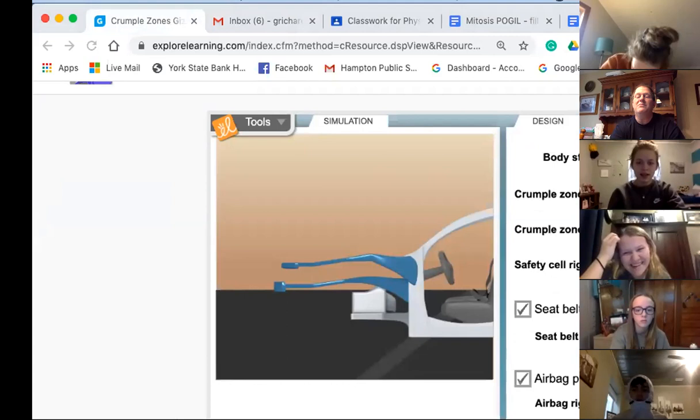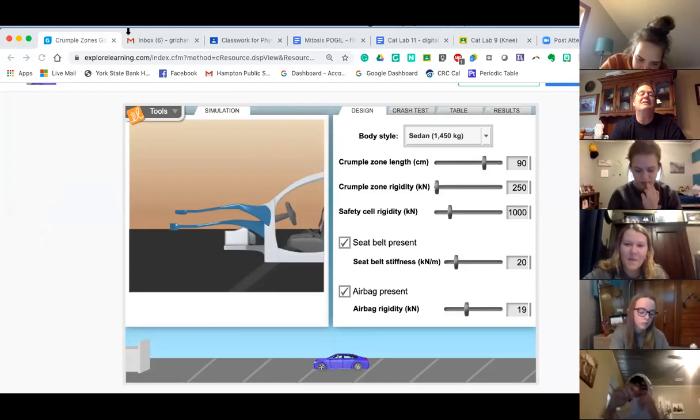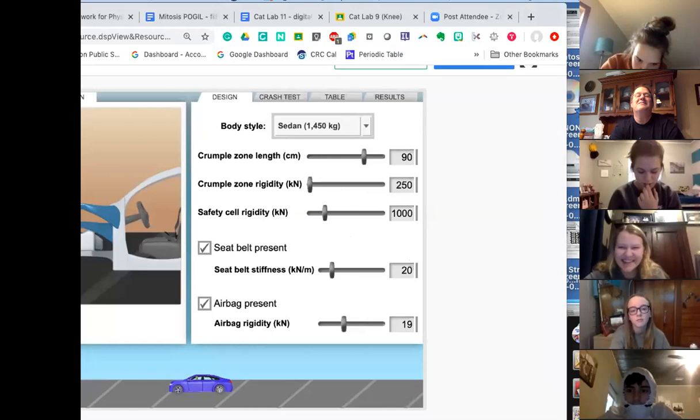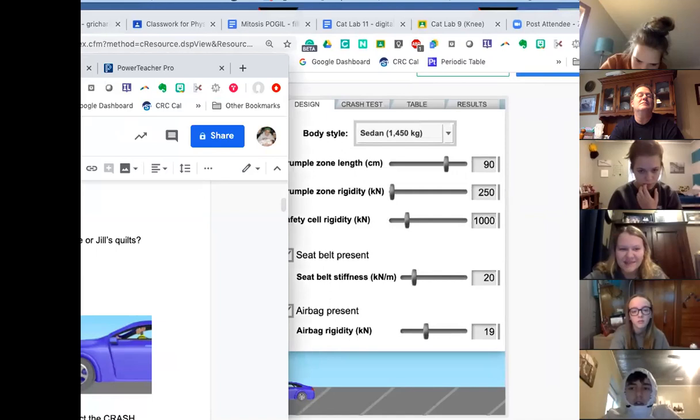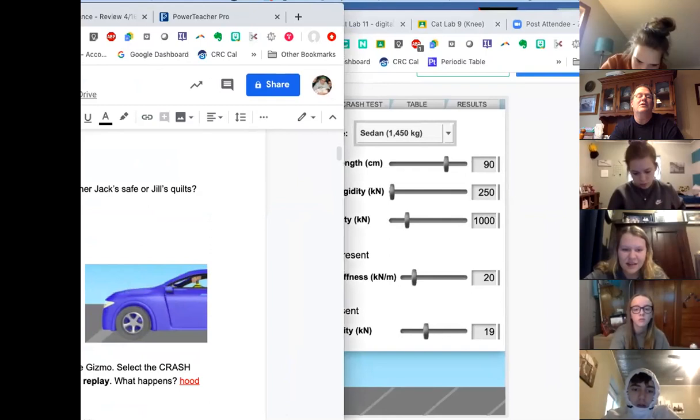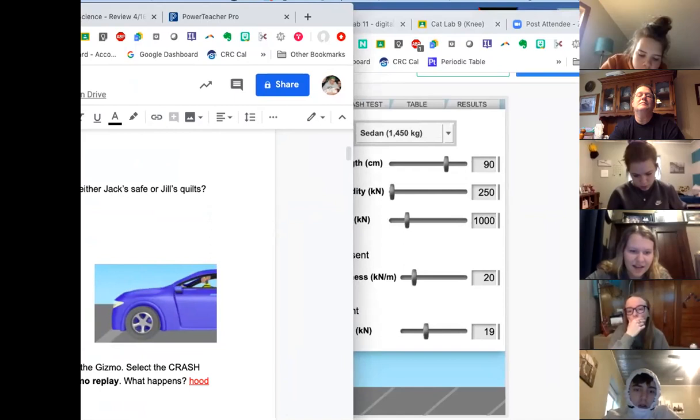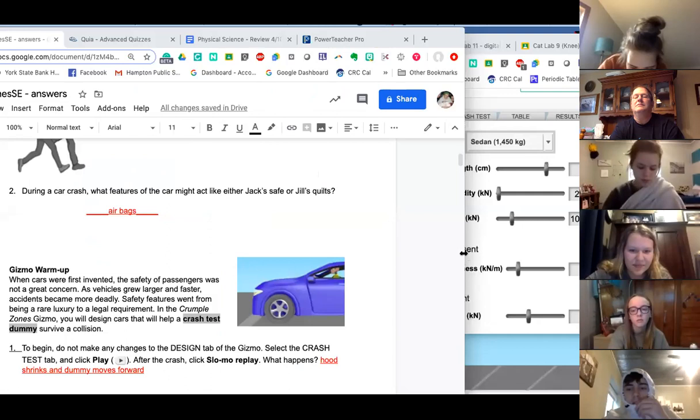I jumped around on it because I couldn't get my dummy to live. You couldn't ever get your dummy to survive? I couldn't get it past 97%, and it always ended up with broken legs. I got all the way to page 10, and I couldn't do the calculating stuff. That was the only thing I didn't do. Yeah, I got to page 10, too. I got to page 4. Five, depending on how you look at it.